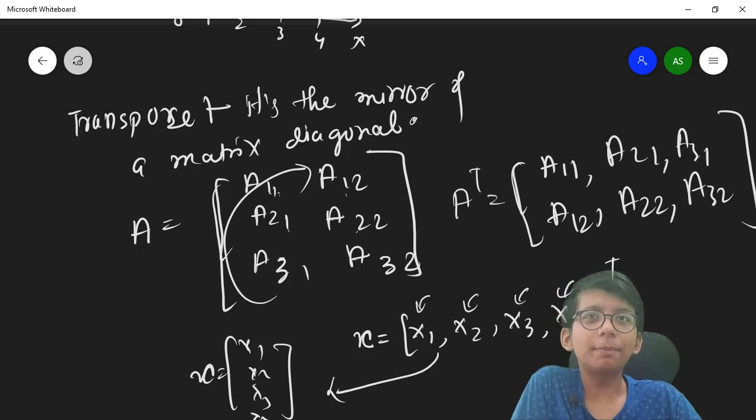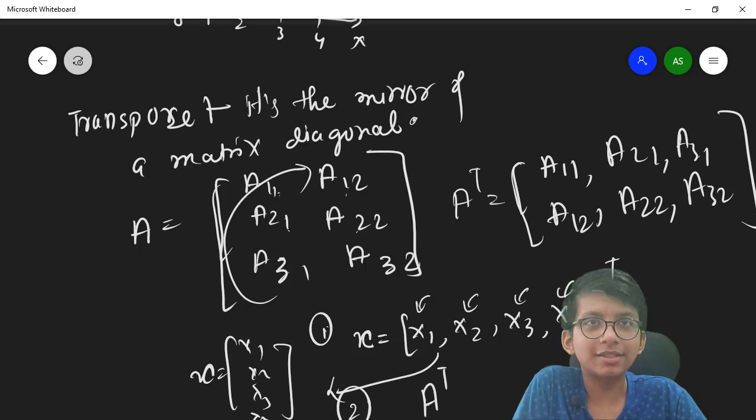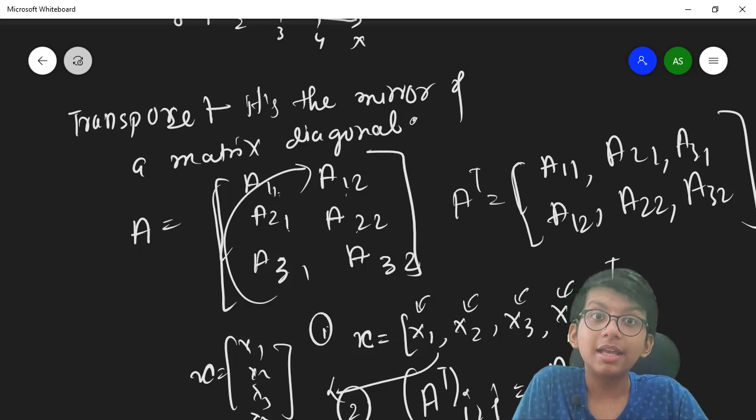There is one more property. These were the first property. There is one more property: if you transpose your matrix A, then A transpose given i and j, where i is the row and j is the column, will be equal to A j i, where j is the column and i is the row.